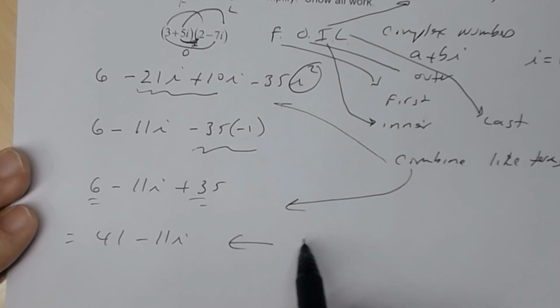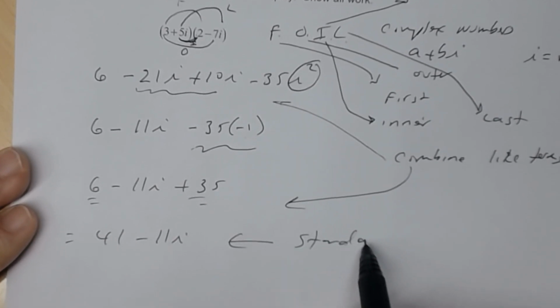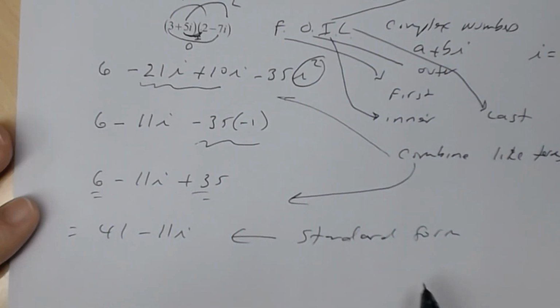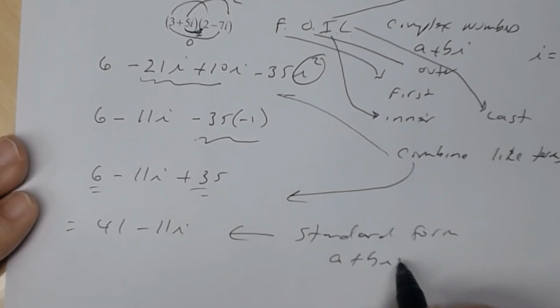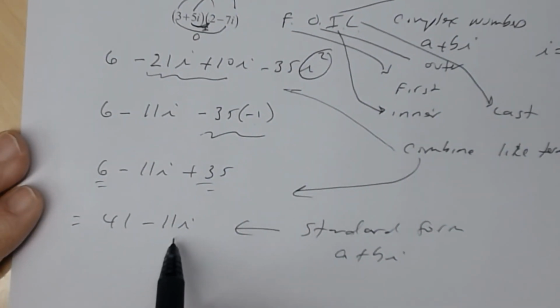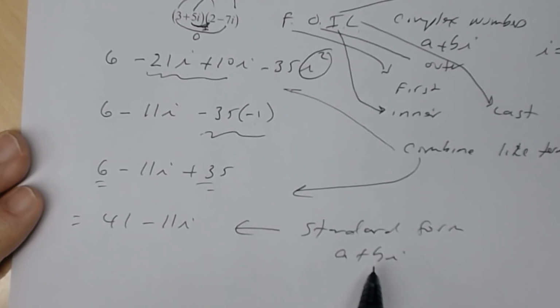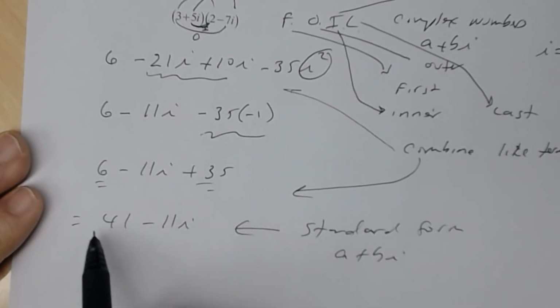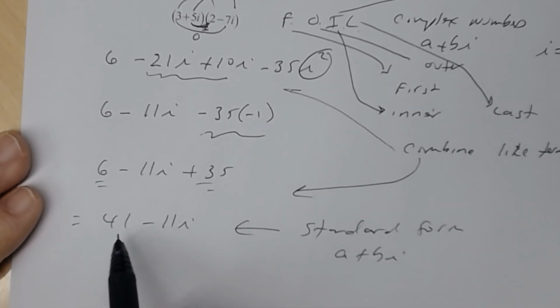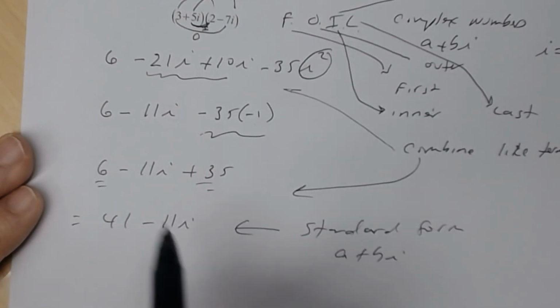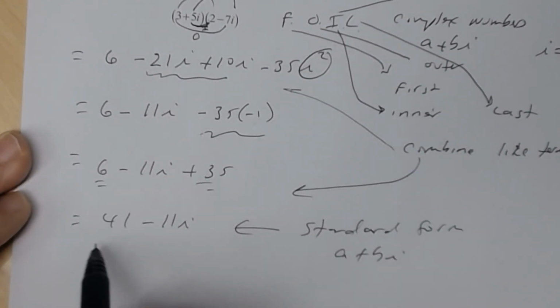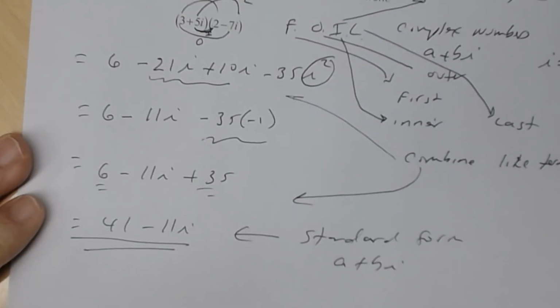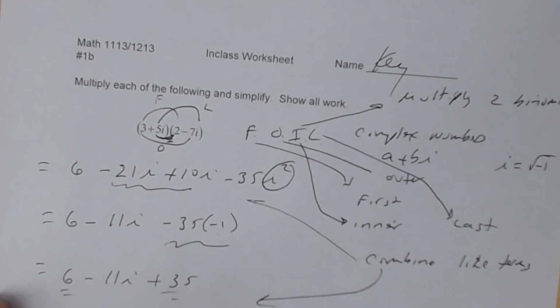And this is in standard form. Standard form means a plus bi. So don't write it as -11i plus 41. If they say write it in standard form, you've got to put it in a plus bi form. And don't say 41 plus a -11i. Just leave it as 41 minus 11i. So that's standard form. This is your answer right here. All right, so that takes care of the key to 1b.